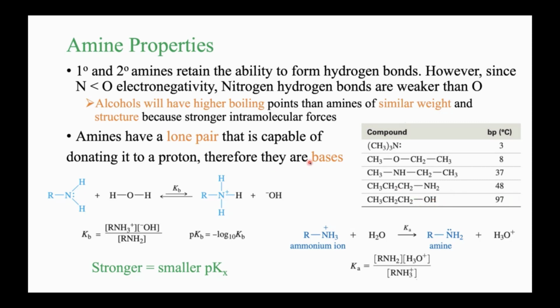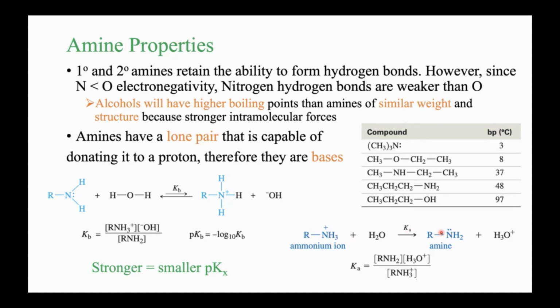Amines also have a lone pair, and it's capable of donating it to a proton, so therefore amines are bases. You'll probably see a ranking problem on your exam, ranking by basicity, but just in case they do something else, because I know this was covered in your lecture, this is a reminder of what Kb and pKb would look like. And then there's also a Ka, where you have an ammonium ion that already has that hydrogen and wants to give it up.